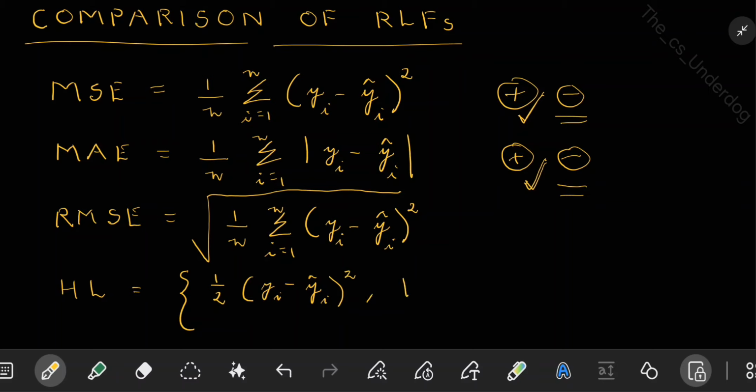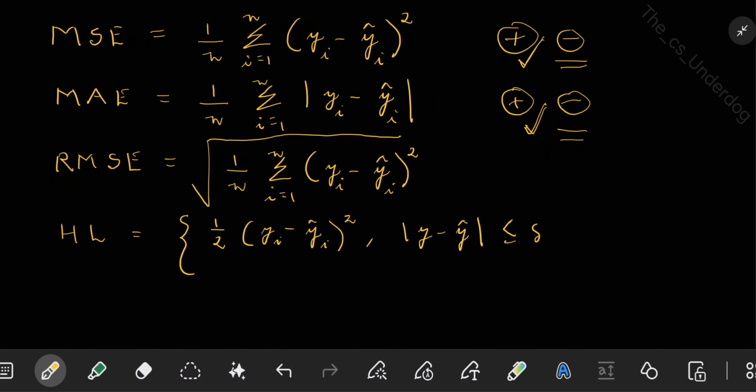This was used in case mod of yi minus y cap is less than or equal to delta. This delta we had discussed, it is the threshold in case of Huber loss. We had to fix a particular threshold, below which you will use mean squared error kind of quadratic loss function, and above which you will use delta into mod of y minus y cap minus half delta. So this is what we had used.